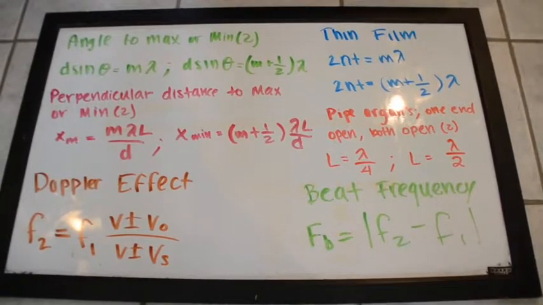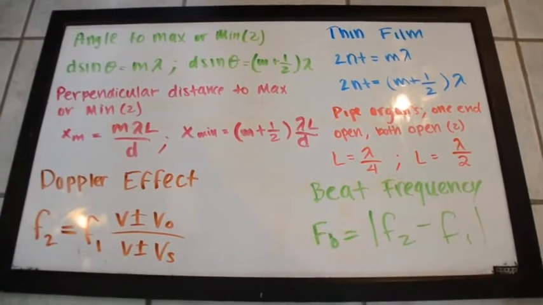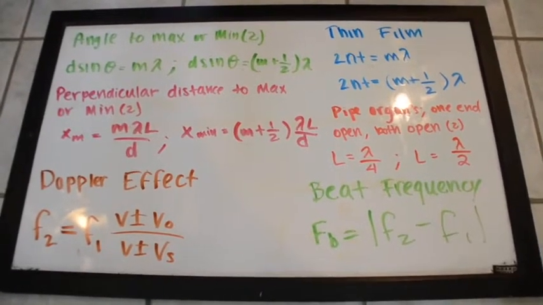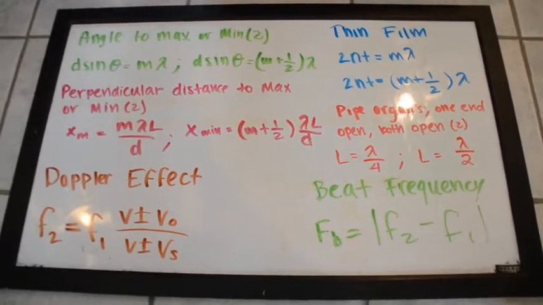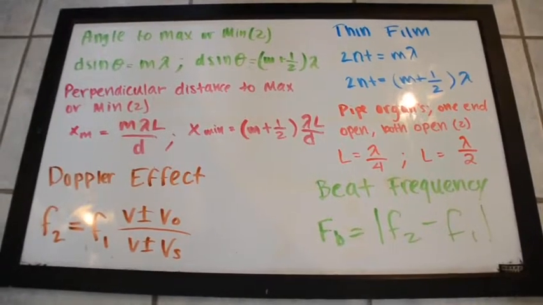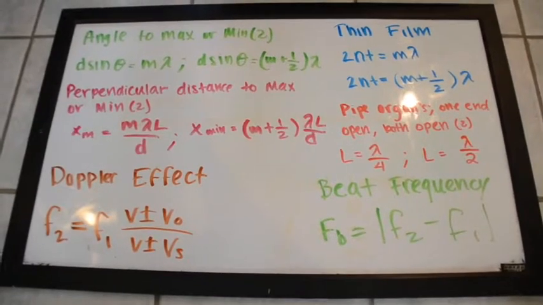Finally, we have the Doppler effect, which is the frequency heard by the observer, or F2, equals the frequency of the source, F1, times the velocity of the sound in the medium plus the velocity of the object, all over the velocity of the sound in the medium plus or minus the velocity of the source.